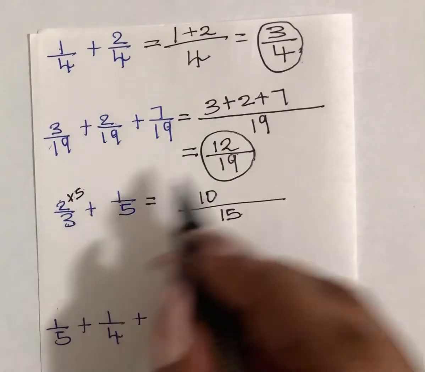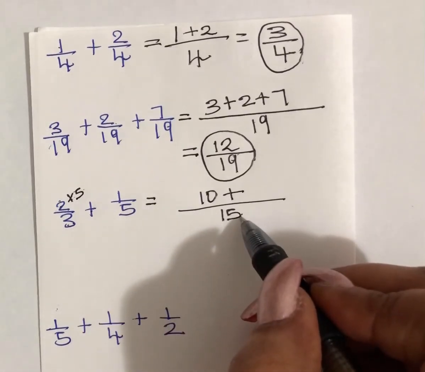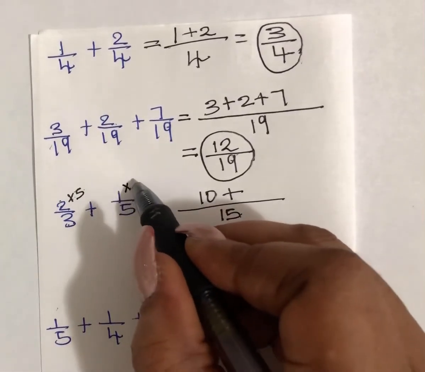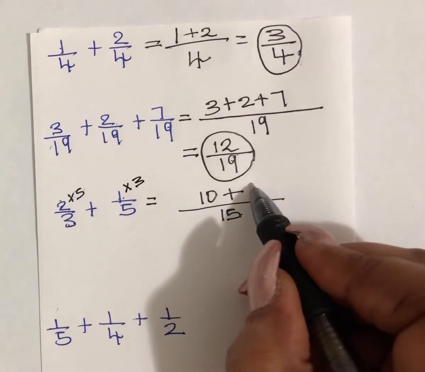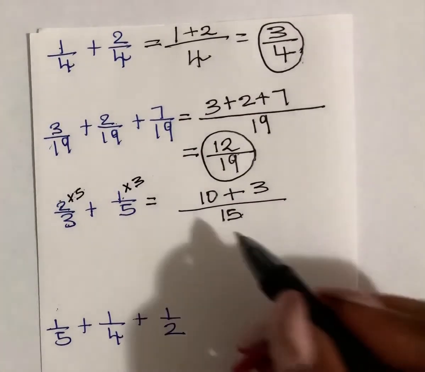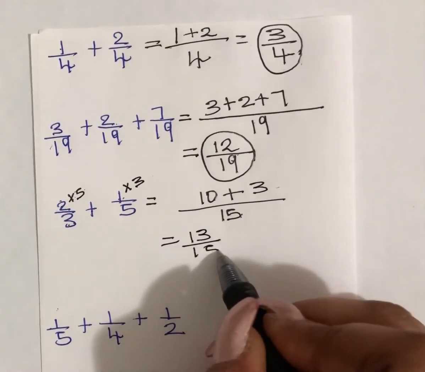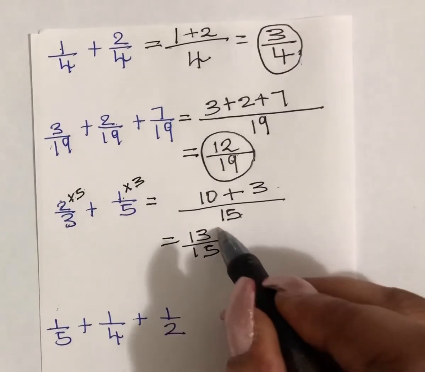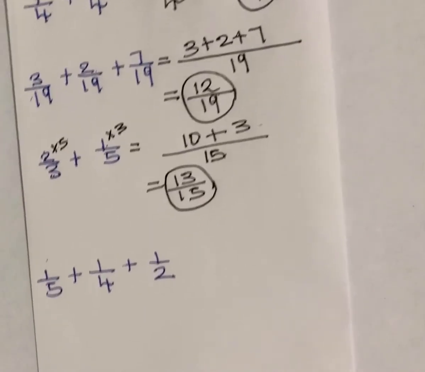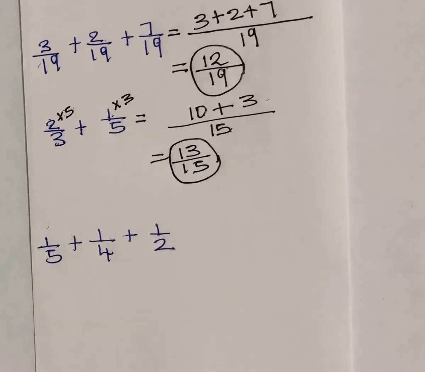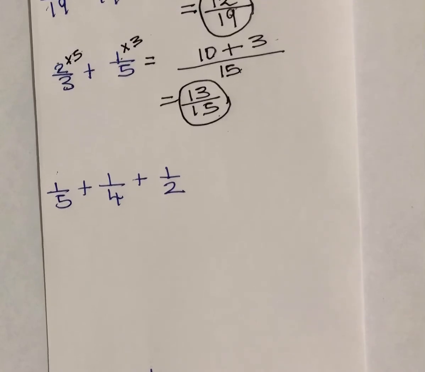Our operation sign is to add. How many times does 5 go into 15? 5 goes into 15 exactly 3 times. We multiply 3 by the numerator. 10 plus 3 gives 13 over 15. Again, at all times, look to see if it is possible to simplify what you may deem as your answer. In this case, again, we are not able to simplify. So that is our final answer.